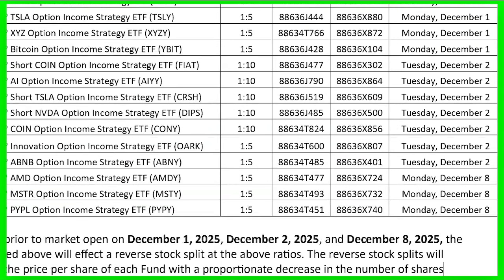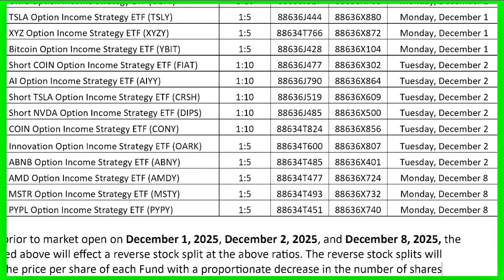First, we all know YieldMax announced a reverse split for a bunch of ETFs, and for MSTY, the reverse split took effect on Monday, December 8th. So it has been only 2 days, and the split was 1 to 5. So for each 5 shares of MSTY, you would get 1 share, price adjusted. That means you would have fewer shares, but your price would jump up.